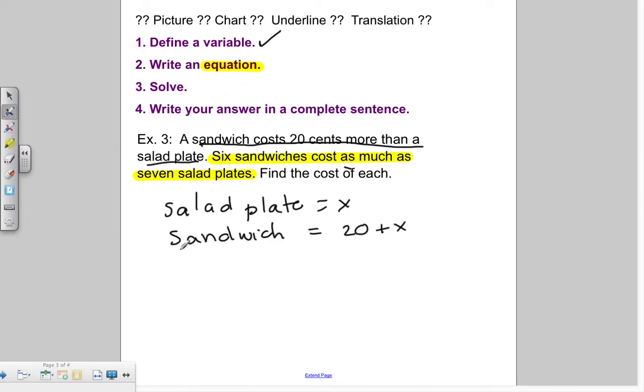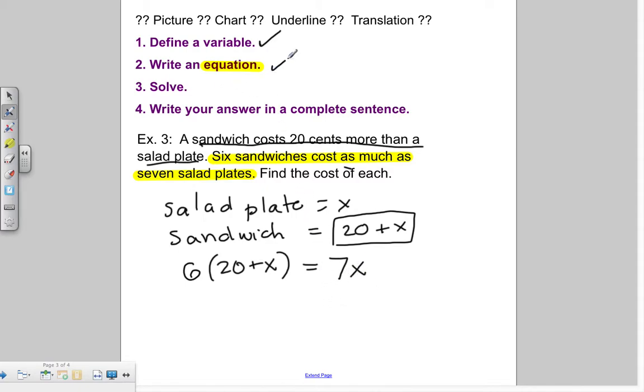So what does that look like? 6 sandwiches. Okay, so 6 I get. Sandwiches, though, is right here. Right? So 6 times 20 plus X. That says 6 sandwiches in math. Cost as much as. What does that mean in math? Oh yeah, equal. 7 salad plates. 7 salad plate is X, so 7X, because I'm going to multiply to get the cost.